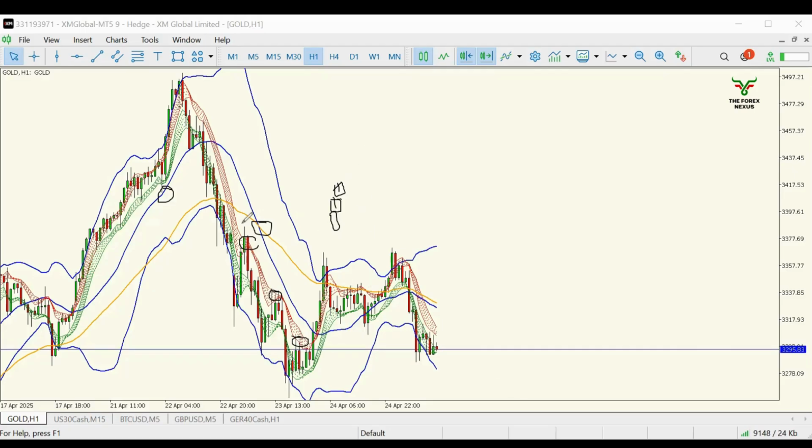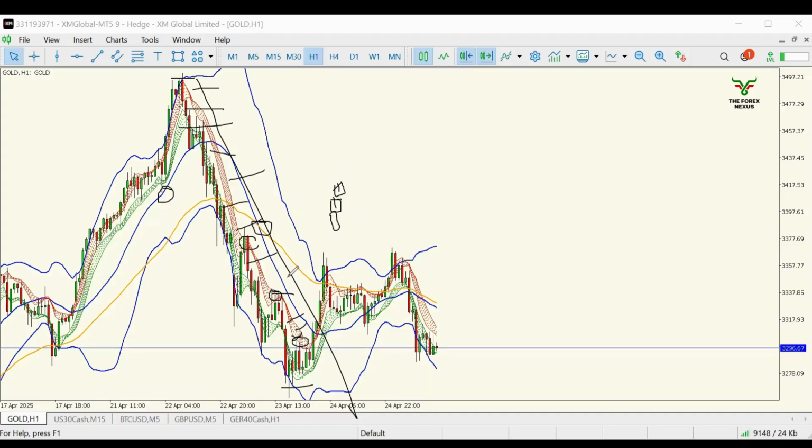If you see from this point to this point, the market is forming big candles for sell. That indicates that selling power is more than buying power. So also keep these things in mind.